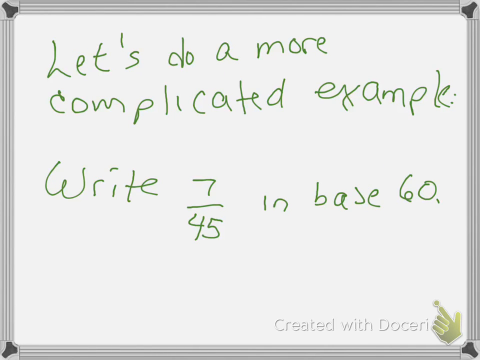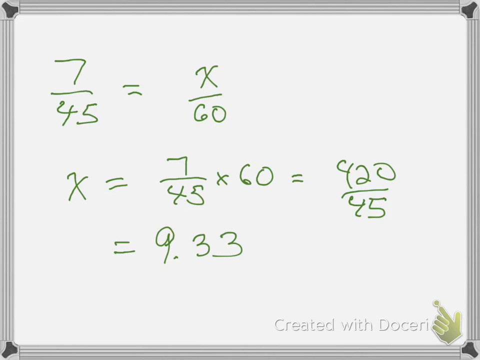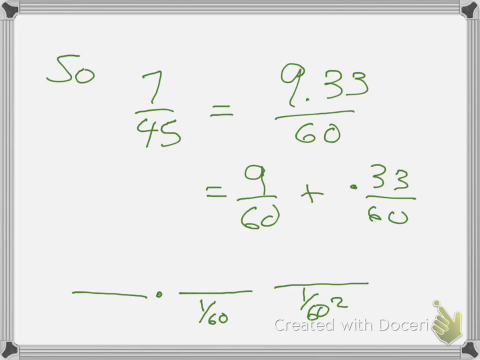Let's do a more complicated example to see what happens if it doesn't go evenly. I'm going to write 7 over 45 in base 60. I'm going to repeat the process. 7 over 45 is x over 60, and so x is therefore 7 over 45 times 60, which is 420 over 45, which is 9.33. So let's see what we have so far. So 7 over 45 is 9.33 over 60.